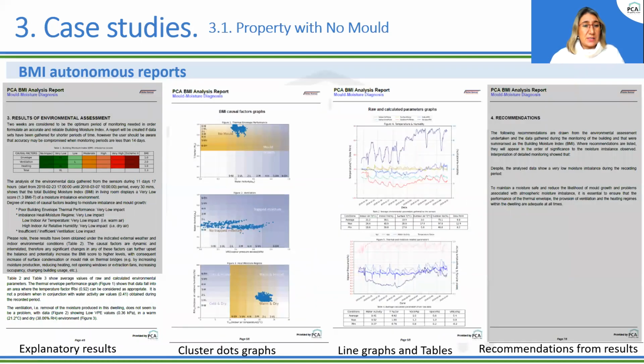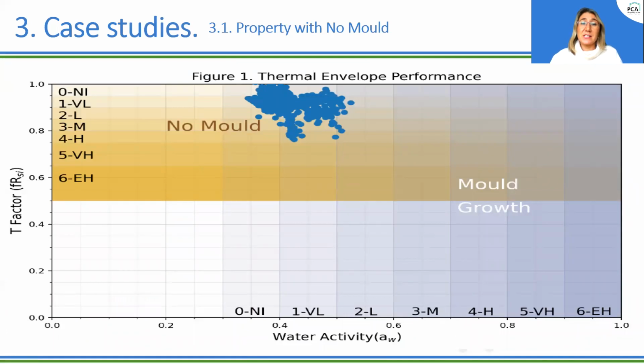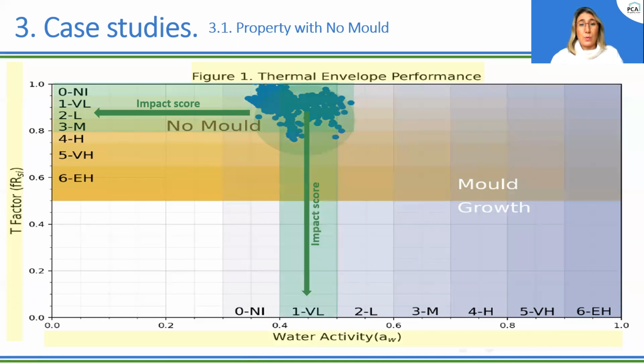So in this same property, we can see the results from the graphs and from the average values that are also, this is a summary, and then we can see some tables with the data of the results. And we can see here the assessment of the thermal envelope performance of this same property in detail. So we can see that this is based from the data that falls in between temperature factor and water activity. So the impact score of temperature factor causing imbalance in this case is very low, whereas the impact score of water activity causing moisture imbalance in this property is also very low.